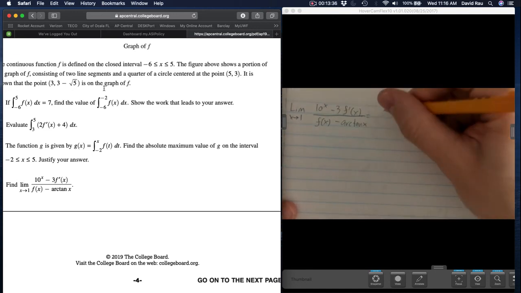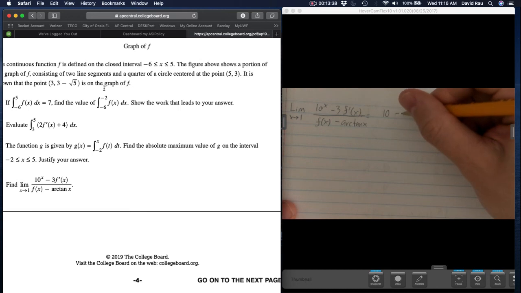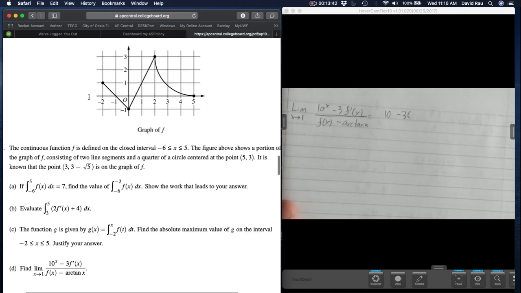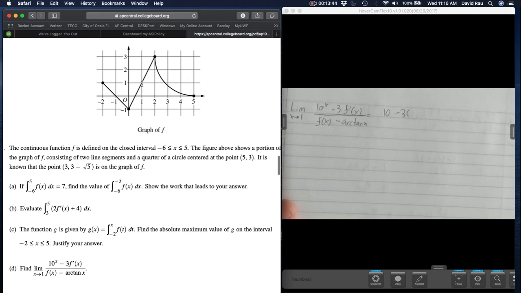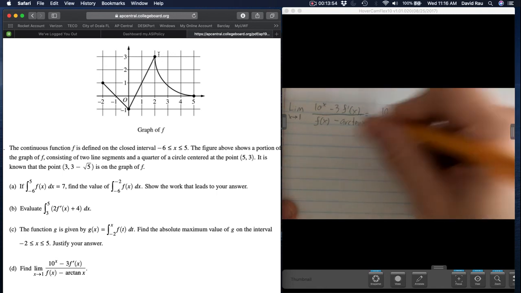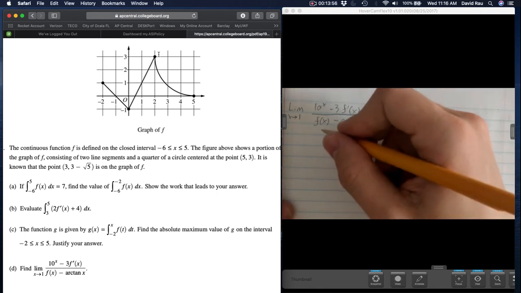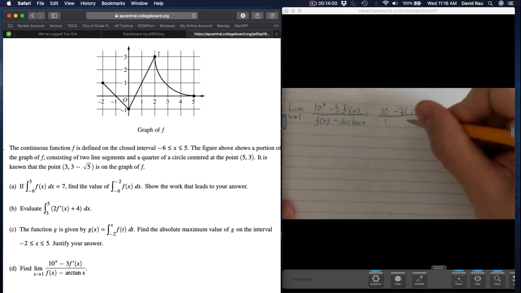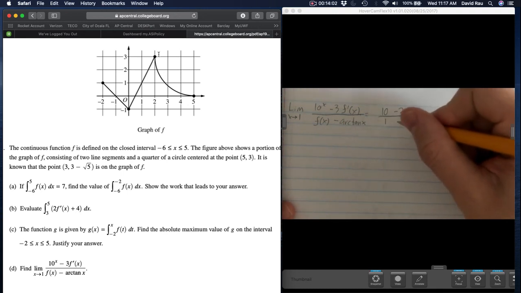So when we try to plug in 1, we're going to get 10 to the first minus 3 times f prime of 1. So that means look at the graph at 1. What is the slope? And if you look at this slope, it's rising 2. It's going right 1. So f prime at 1 is actually 2. Positive slope of 2. Divided by f of 1. What is the y value at 1 for f? That's actually just 1. Minus arctan of 1.